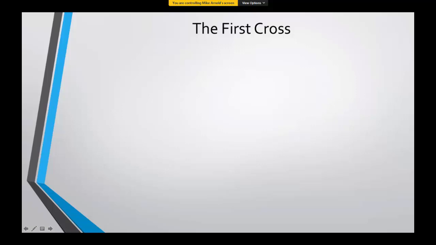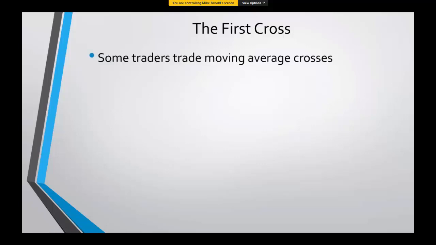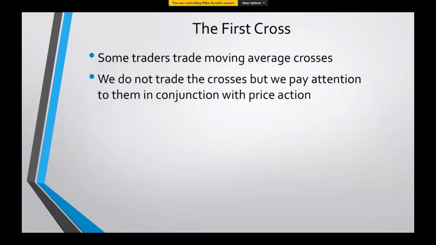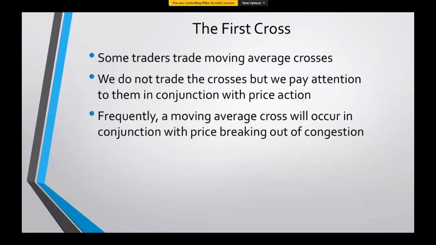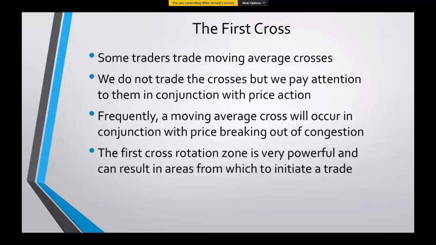So the first cross. Some traders trade moving average crosses, and we talked about that in our moving average video. We do not trade crosses, but we pay attention to them in conjunction with price action. So we notice where they cross, and then we notice the price action that is happening around them. Frequently, a moving average cross will occur in conjunction with price breaking out of congestion. The first cross rotation zone is very powerful and can result in areas from which to initiate a trade.